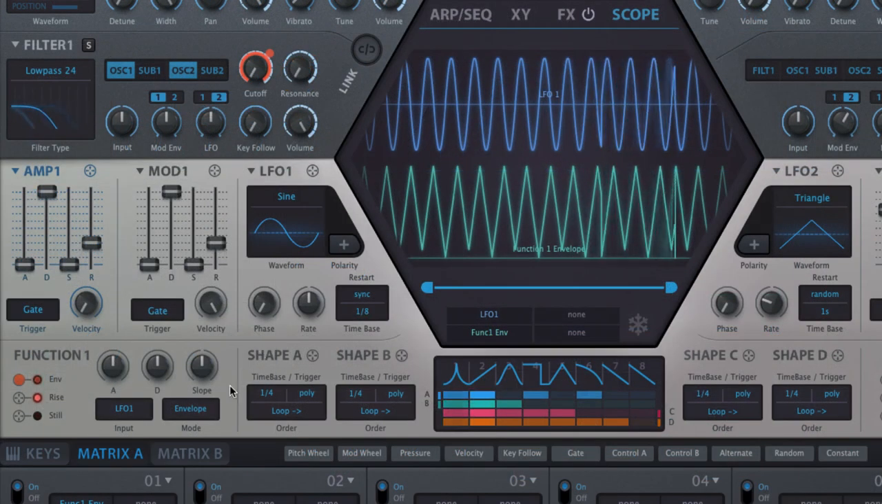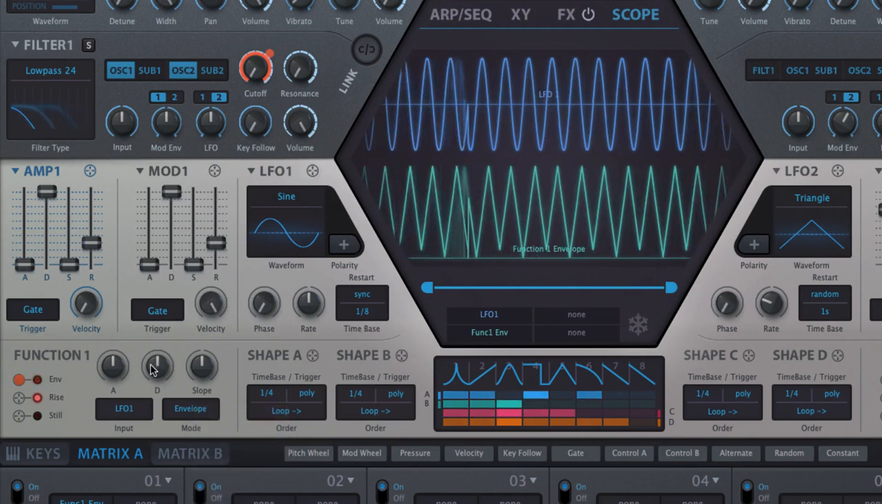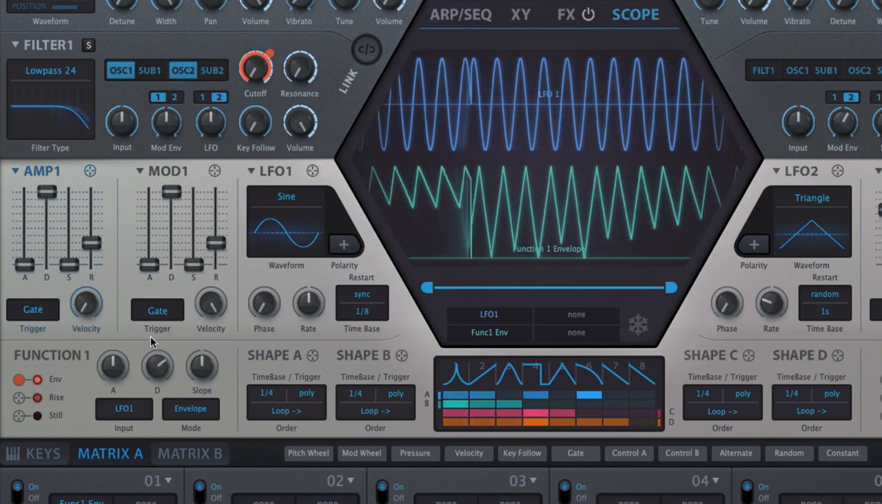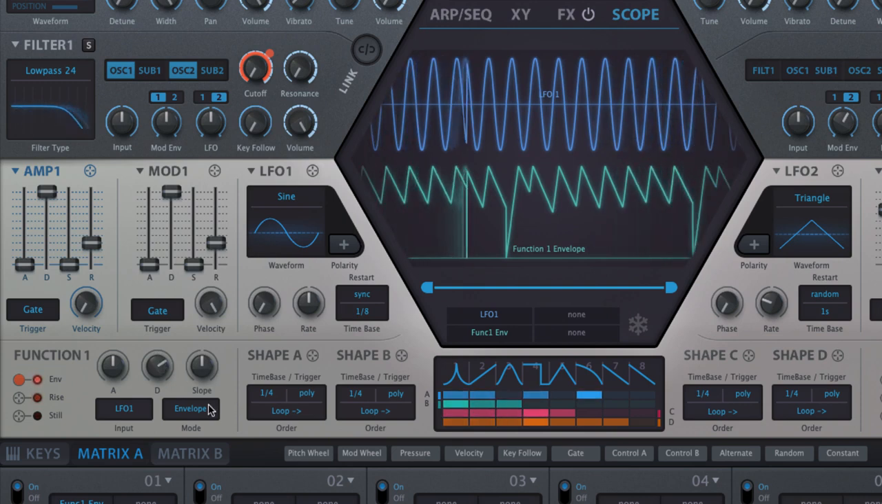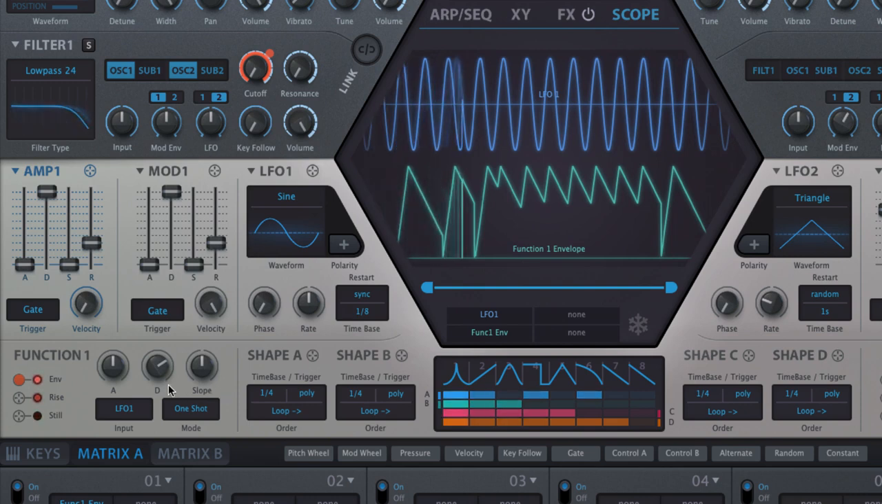Six modes determine the behavior of each function generator. Envelope and one-shot generate a two-stage envelope, with envelope re-triggering during the decay stage from the current value, and one shot waiting until the decay stage has finished before re-triggering.